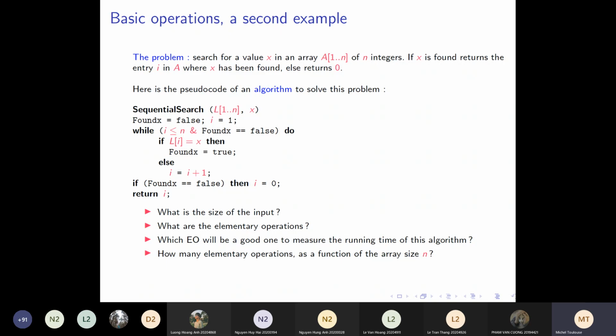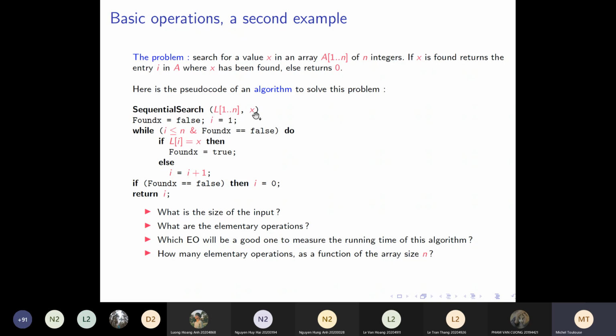So this is a second example of a problem for which we want to measure the running time. So this is sequential search. We will come back to it many times. So we have an input, an array. We can assume it's an array of integers.